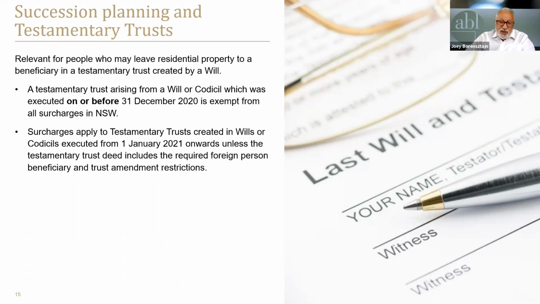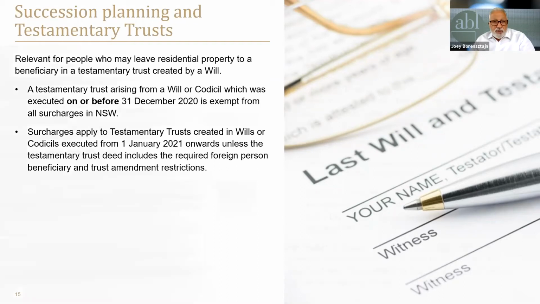So a testamentary trust arising from a will or codicil which was signed on or before 31 December is exempt from the surcharges, but moving forward from next year, the surcharges will apply to all wills or codicils signed from 1 January 2021, unless the trust deed includes the required foreign person beneficiary and trust amendment restrictions in the deed. So hopefully your lawyers, and certainly we, would be able to look after that for you.